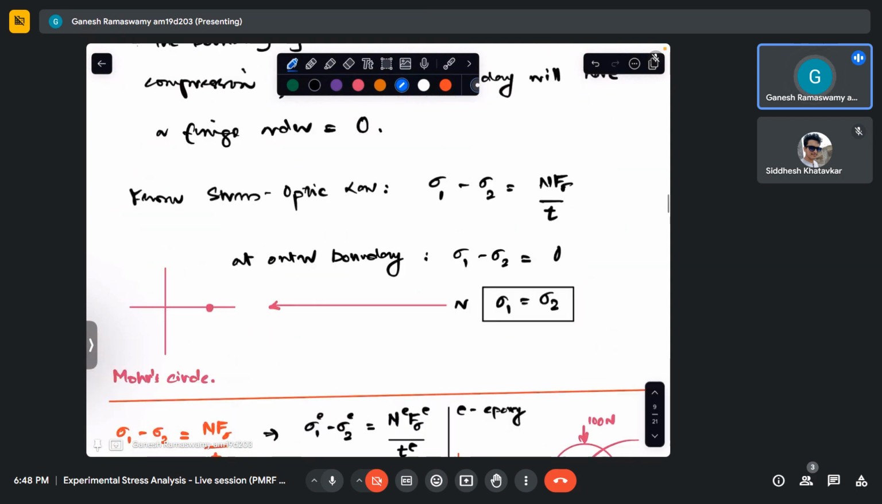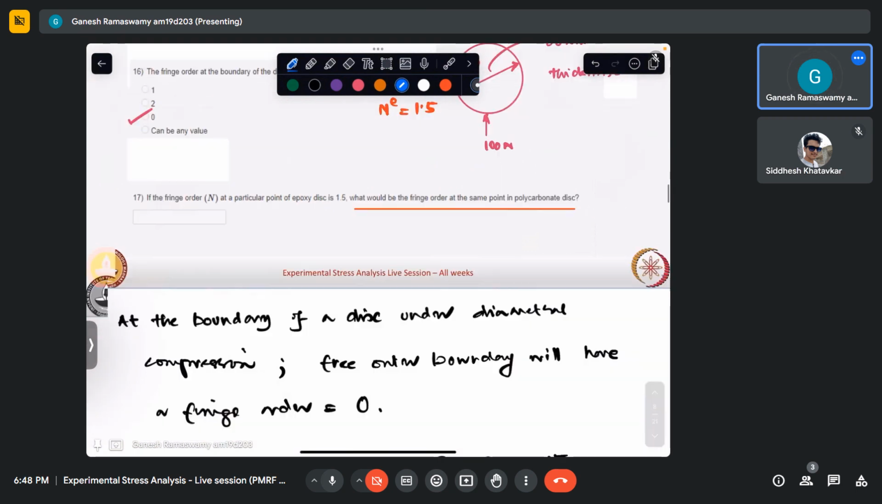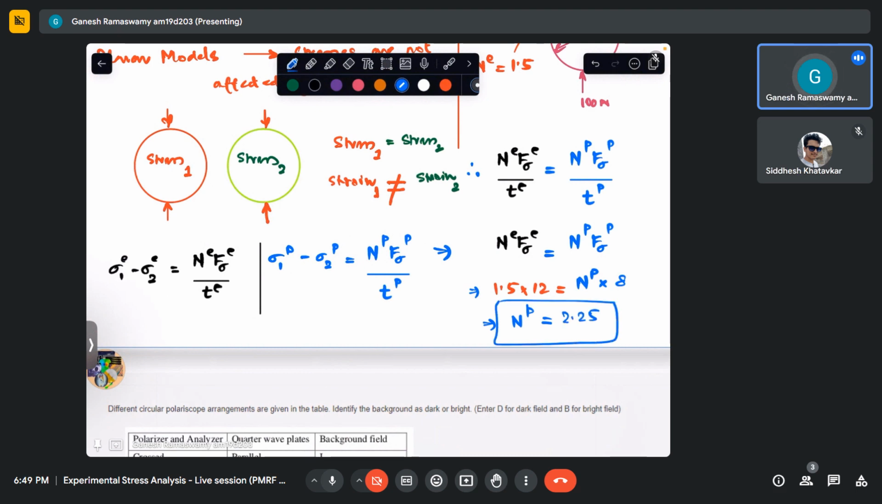And we have already been told that both the discs have the same thickness of 6 mm. The diameter and thickness of both the discs are 60 mm and 6 mm respectively. Hence, we can clearly see from here that only this remains because the thicknesses get cancelled out. So from here, we know N in epoxy developed is 1.5 from the question, and F sigma of epoxy is given to be 12. We want to find out what is N in polycarbonate, which has an F sigma of 8. So from here, we can easily see that the fringe order that would develop in polycarbonate would be 2.25 at the same point for the same load and same dimensions.